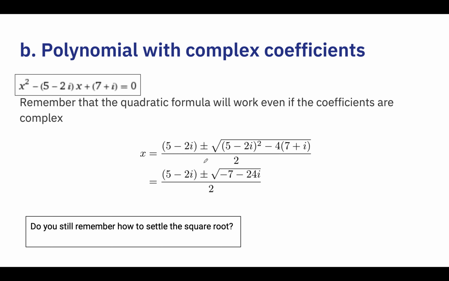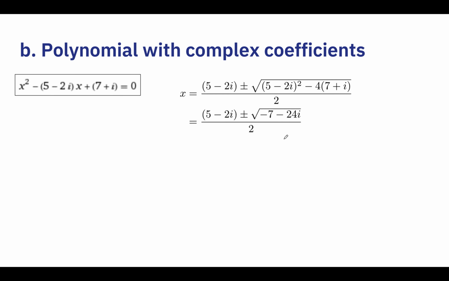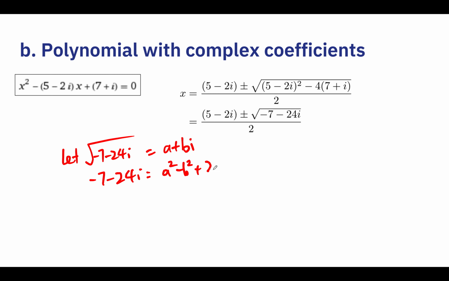We know that this equals a complex number that we can express in rectangular form, but we need to be able to express it in the first place. So in order to do that, we let the square root of minus 7 minus 24i equal a plus bi, and then we square both sides. So we get a squared minus b squared plus 2abi. Next, if we compare coefficients, we get this, and 2ab equals minus 24, so ab equals minus 12.